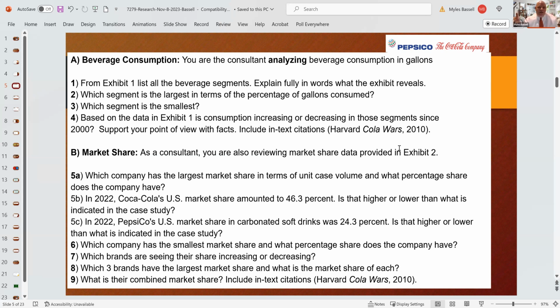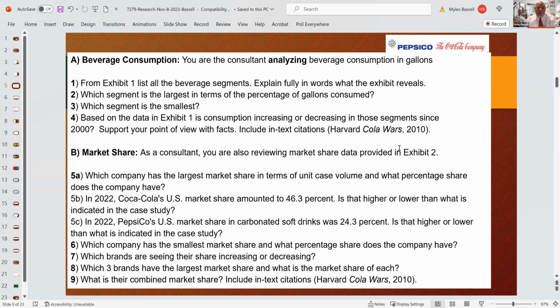5 million gallons. Okay, that might seem like a lot to some. It might not. But if it's 5 million gallons this year, then we would want to know, well, how many gallons was it last year?